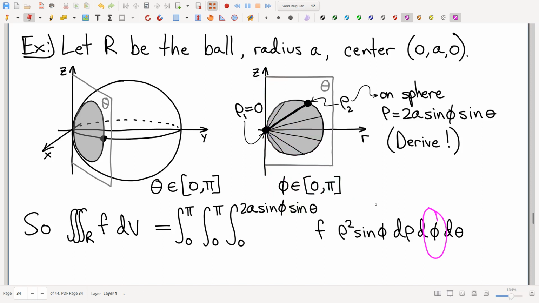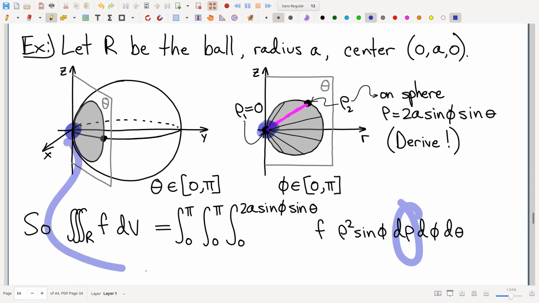Alrighty. And then, again, as usual, we look at a phi slice of our theta slice. Now we have to think about the range of values of rho. We start at that point, which of course is the origin, where rho is of course 0.